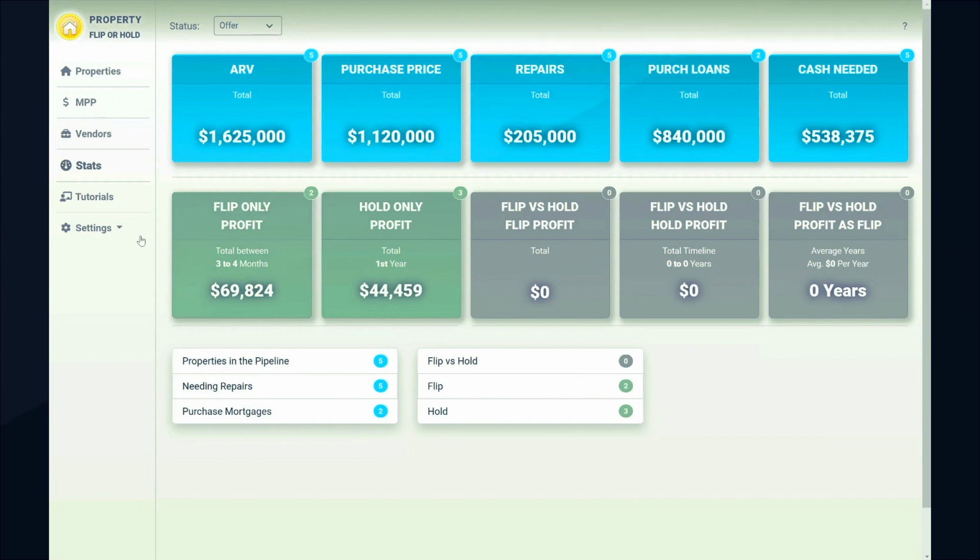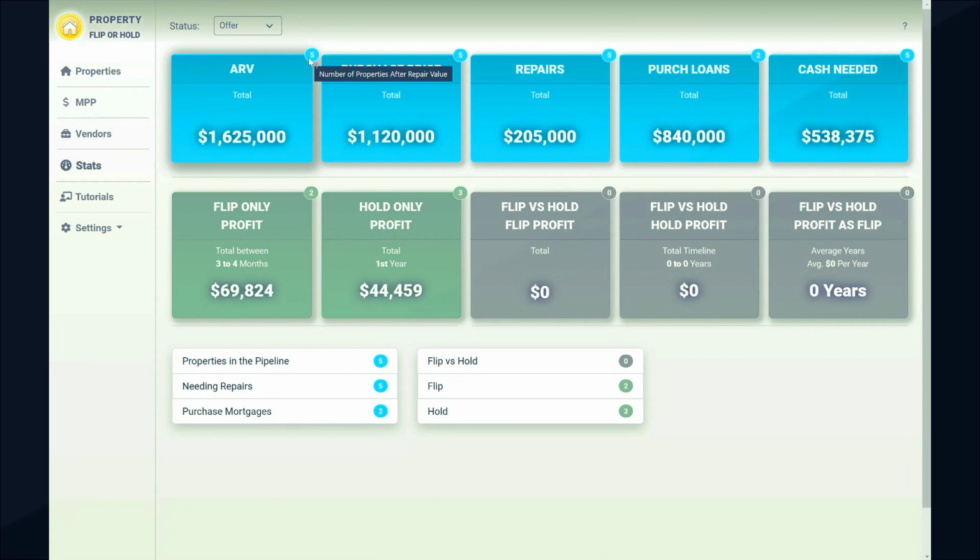So let's take a look at each stat here. For the ARV, the after repair value, this shows you the number 5 there, and it says the number of properties after repair value. So those numbers give you the number of properties being analyzed in that particular status.